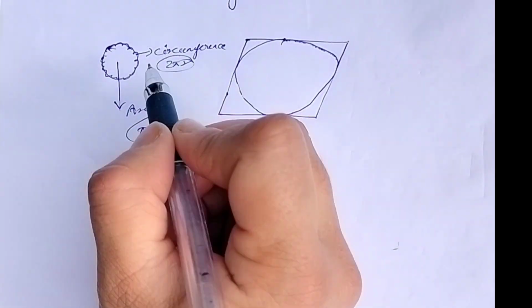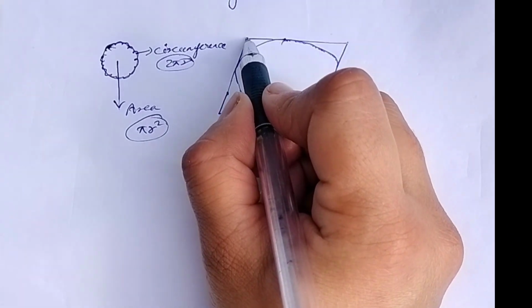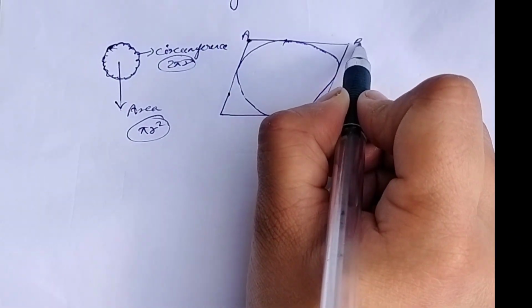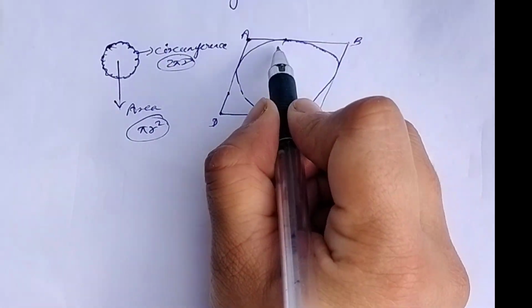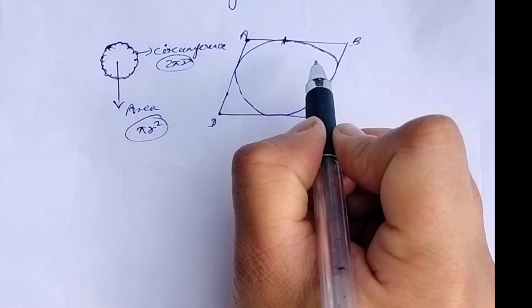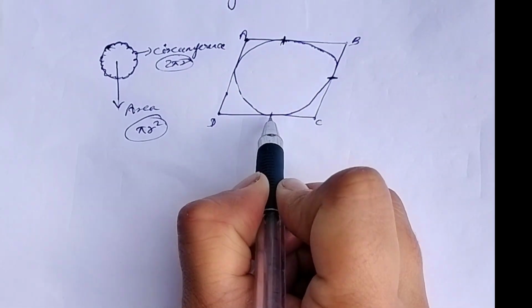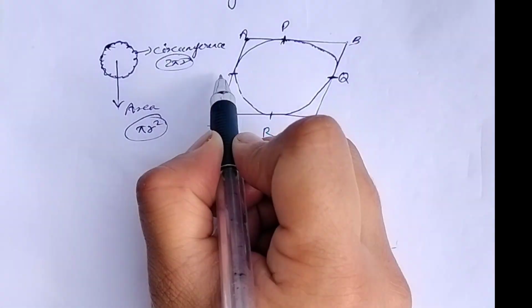and this is your area, which is pi r square. Remember this. So what the question is saying is that a parallelogram ABCD circumscribing a circle is a rhombus. So we will assume the circle touches at these points, let them be P, Q, R and S.